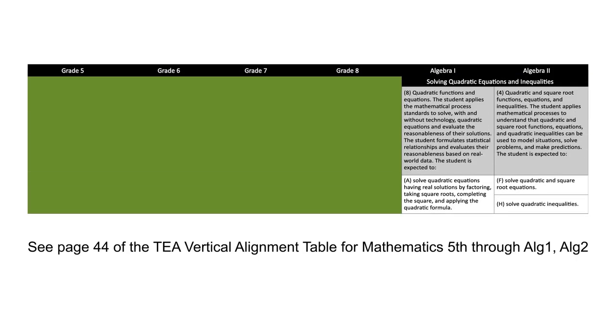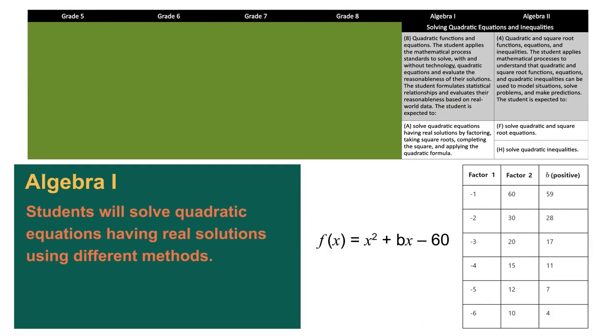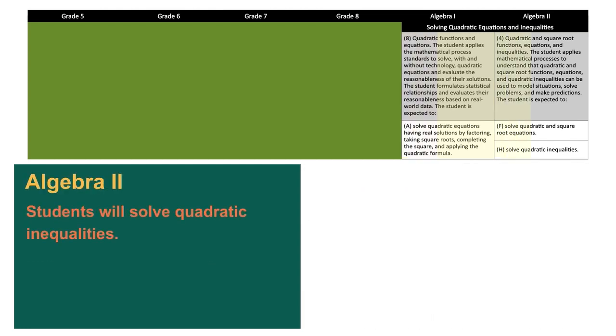Let's take a look at the vertical alignment for solving quadratic equations in 8A to better understand what students will master in this unit and beyond. In Algebra 1, students will solve quadratic equations having real solutions by factoring, taking square roots, completing the square, and applying the quadratic formula. Then, in Algebra 2, students extend this understanding to solve quadratic inequalities.